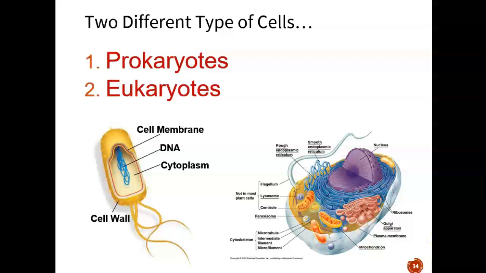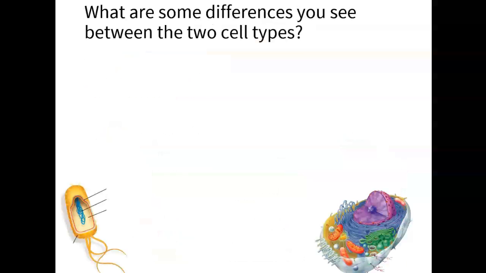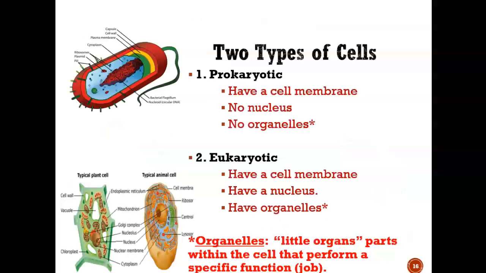So what do you need to remember? Pro is no nucleus. Pro is no. And eukaryotes have nuclei. So here it is, all summarized for you so that you can snip it or copy it. I suggest that you pause the video and make sure you have these written down.